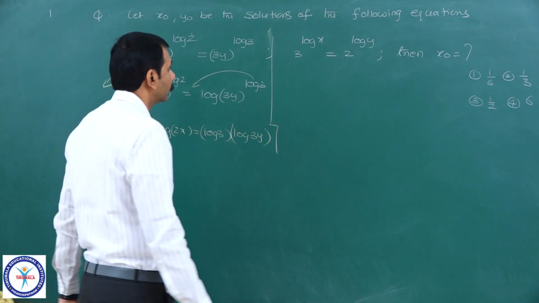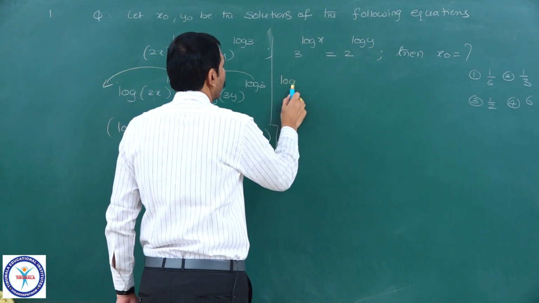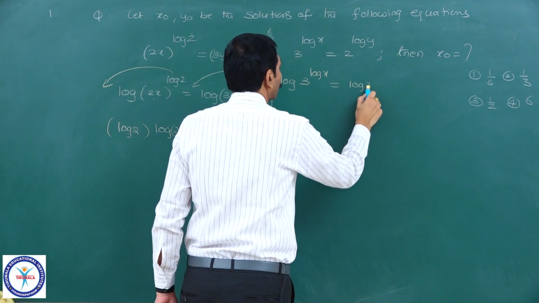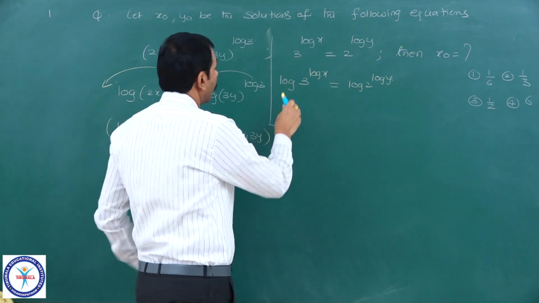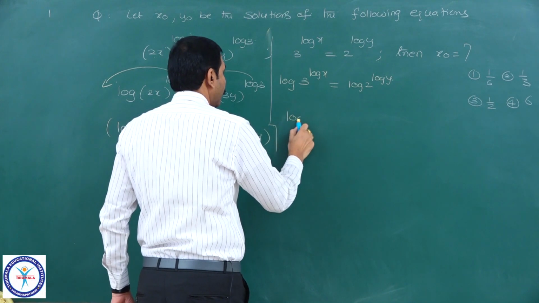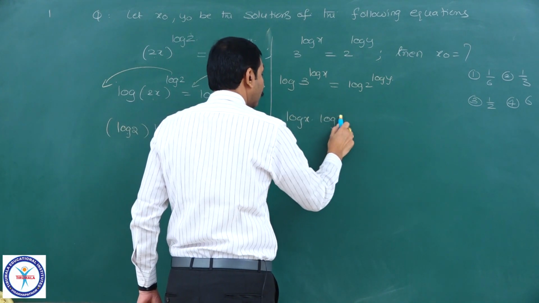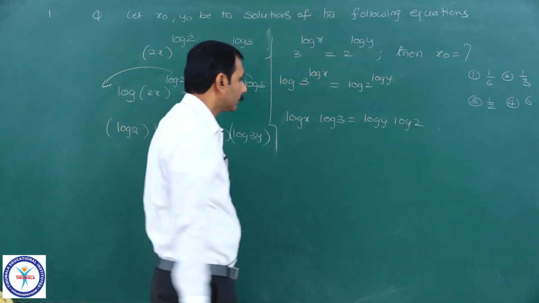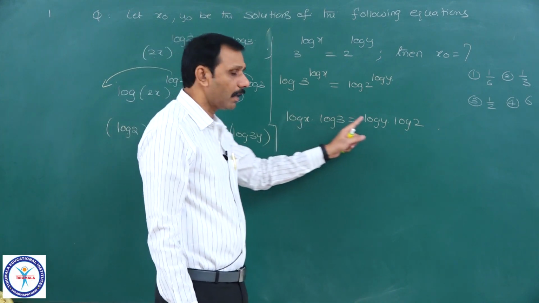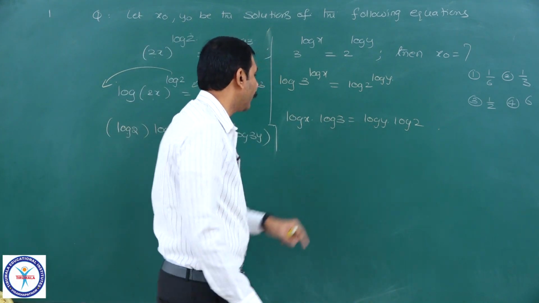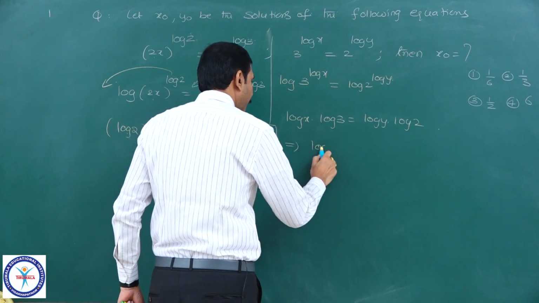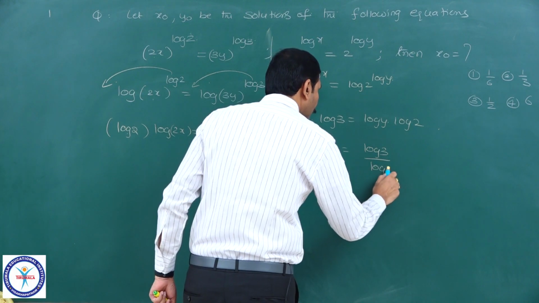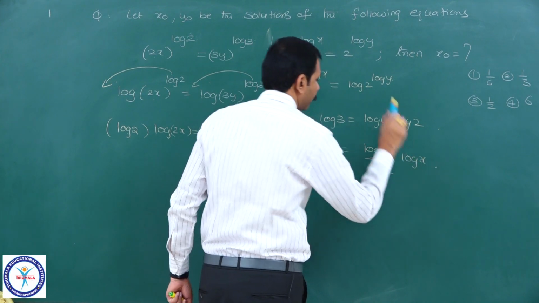Come to this one. Again take logarithms. Log 3^(log x) is equal to log 2^(log y). Log a to the power m, this can be written as log x into log 3 is equal to log y into log 2. Can I write the log y value here? Yes, it is log y. That implies from here log y is equal to log 3 by log 2 into log x.